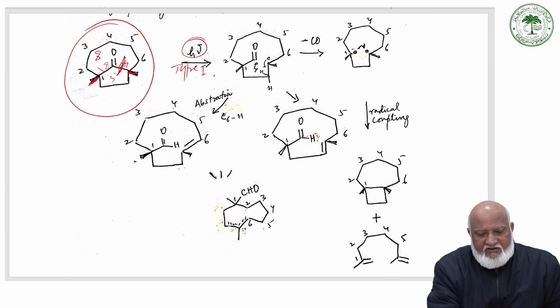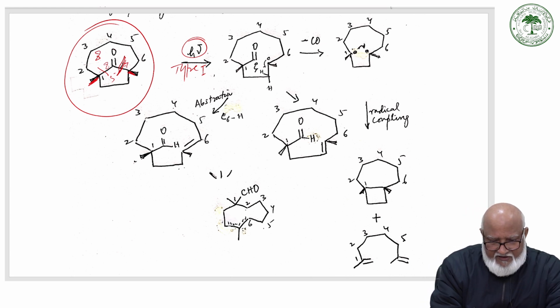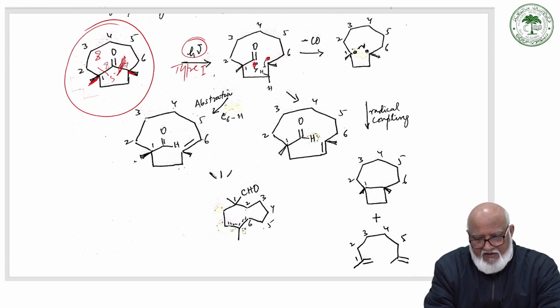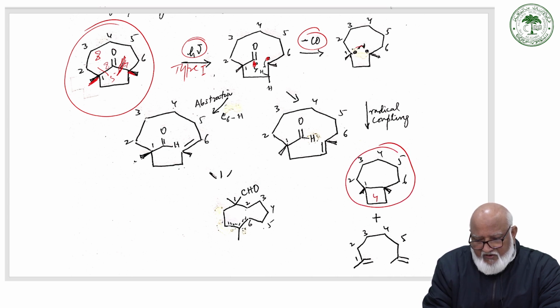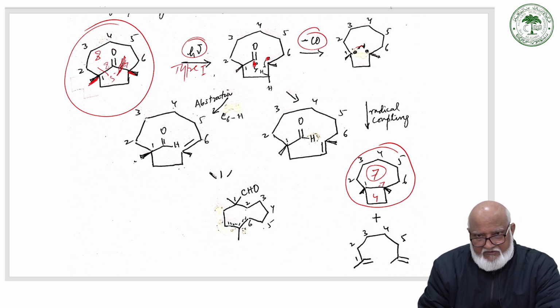You can cleave either this or this, giving a similar stable carbon-centered radical. So if we cleave this bond, we end up with this diradical, an acyl carbon-centered radical. This acyl radical may lose CO, carbon monoxide, to give a diradical species. This will combine to give a cyclobutane, a 4-membered ring and a 7-membered ring system, right?